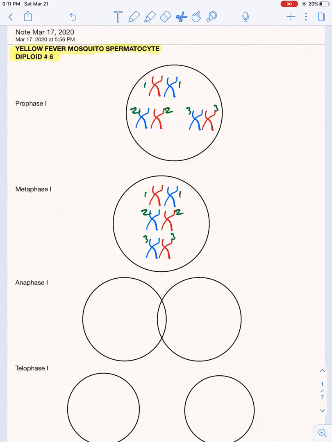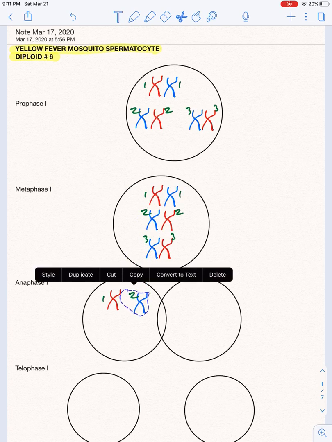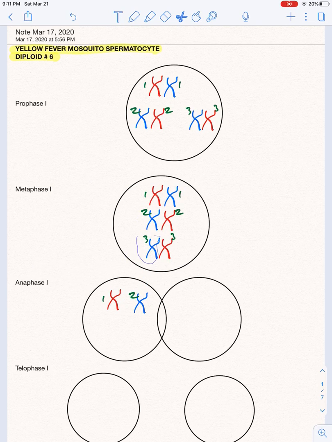In anaphase 1, we know we're going to separate some things. We're going to start dividing the spermatocyte into 2 cells, and we're also going to separate up our homologous chromosome pairs. So watch what I'm going to do. I'm going to take number 1 here. I'm going to take number 2 here. And I'm going to take number 3 here.